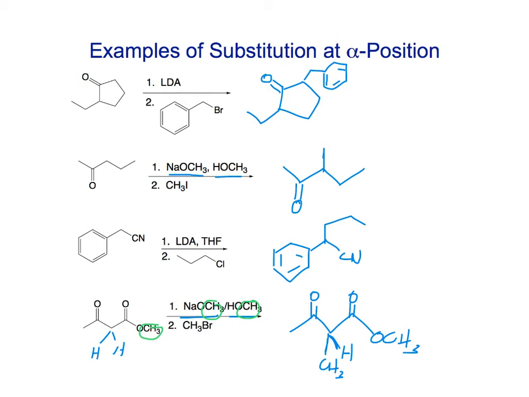Yeah, question? So would it have mattered on the last one if you used LDA? On the very last one? Would it still do that? Yeah, it would still do that. And in fact, what you can do if you use something like LDA, if you use two, what do you think is going to happen if we use two equivalents of LDA? Okay, if we use two equivalents of LDA, it can form a dianion, kind of a dienolate that looks like this.